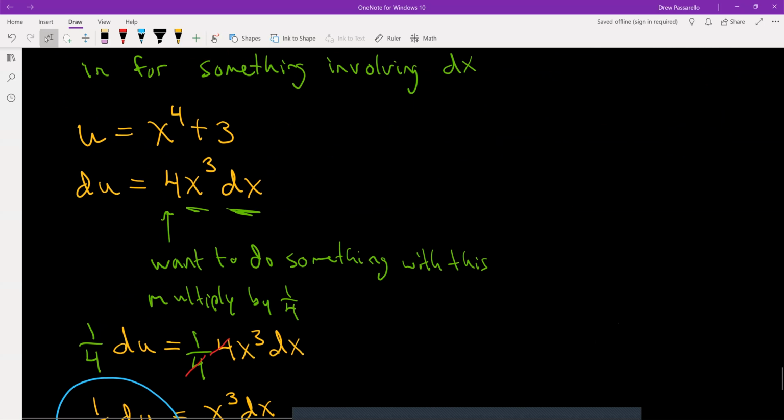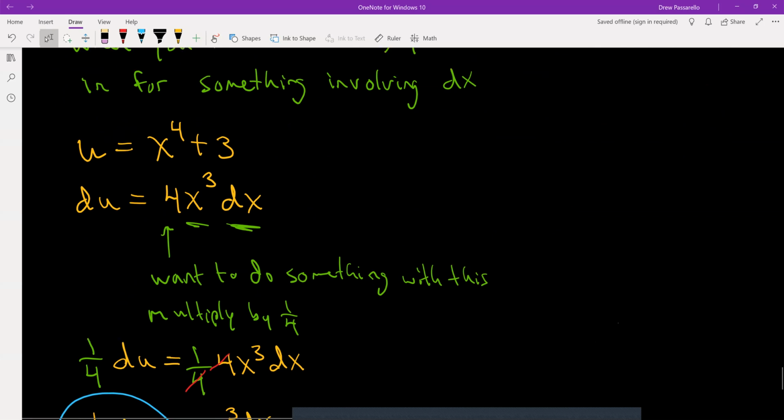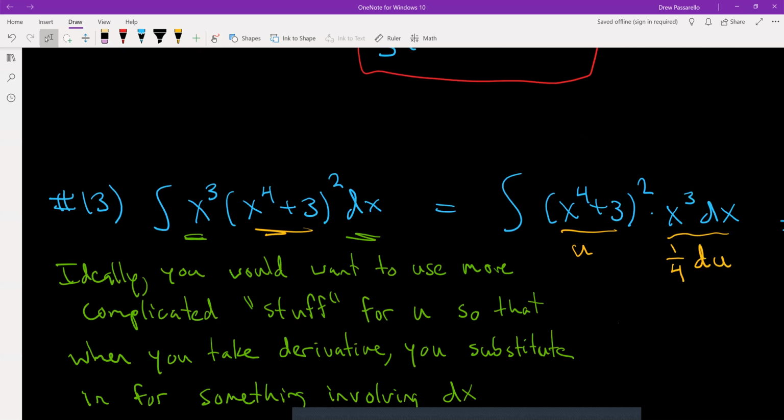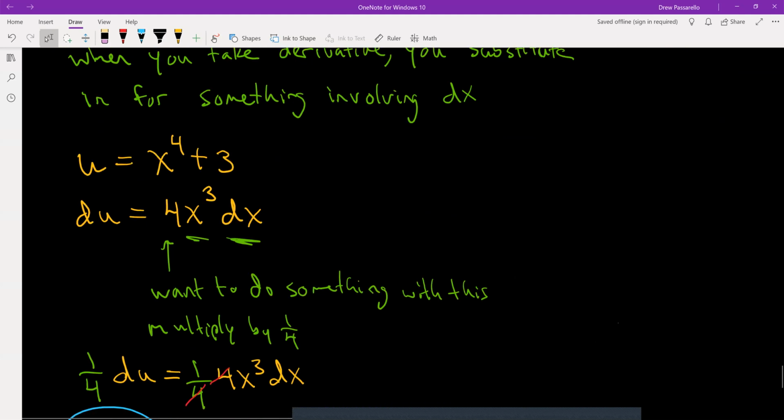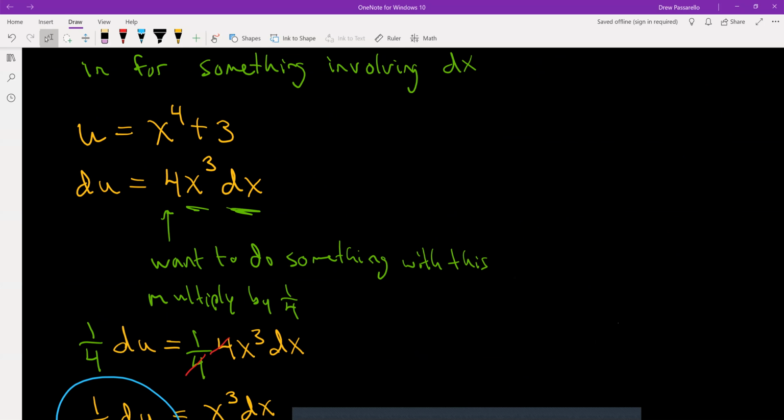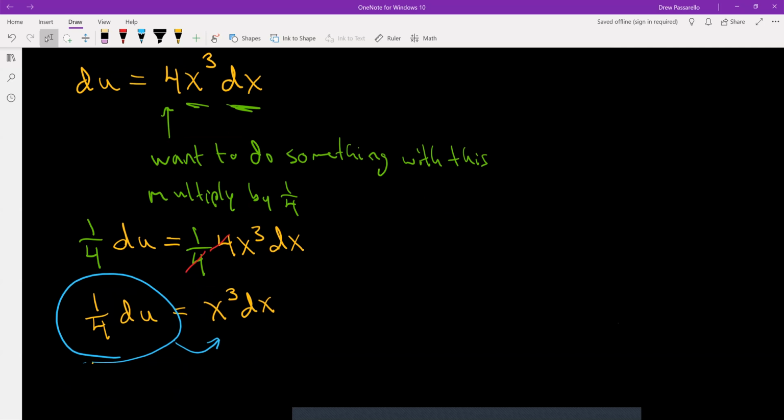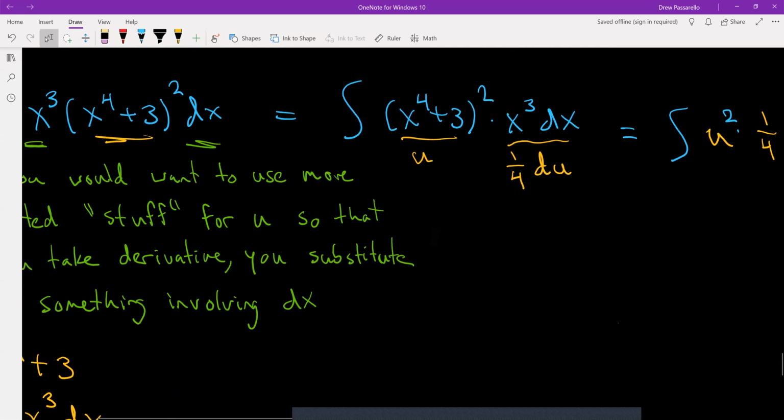Taking the derivative, you get du is equal to 4x cubed dx. Now the thing is, in the integral I have x cubed and dx, so I want to substitute in for x cubed dx. But when I took the derivative, I got this 4x cubed dx. So I essentially divide both sides by 4 or multiply by a 4th. That brings the 1/4 over to the left side with du, and on the right side it's just x cubed dx. That's what we wanted to substitute in for. So that's why in this case it's 1/4 du instead of just du for x cubed dx.